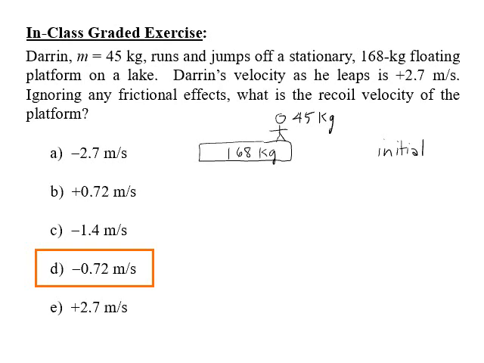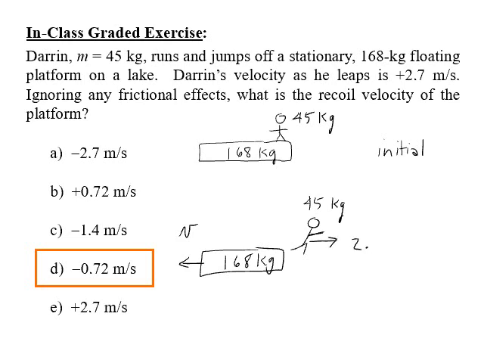And in the final situation, we have the 168 kilogram platform moving presumably to the left, to conserve momentum, at some final speed we'll call v. Darren, on the other hand, after he jumps, will have jumped off the platform, maybe trying to dive or whatever. He's still 45 kilograms, and he jumps at a velocity of 2.7 meters per second. So that is our final picture of what's happening.